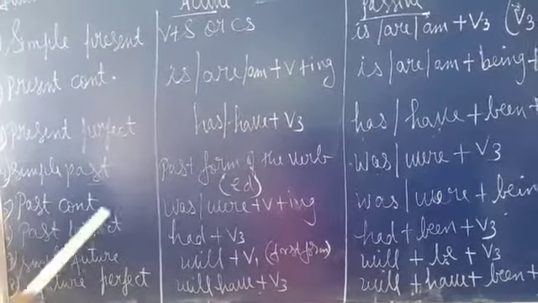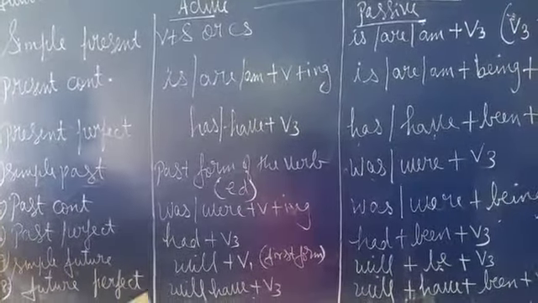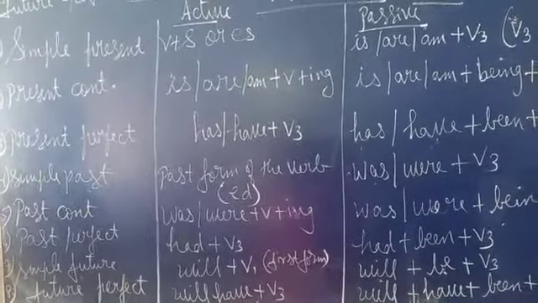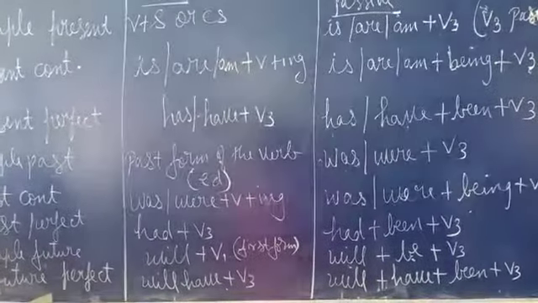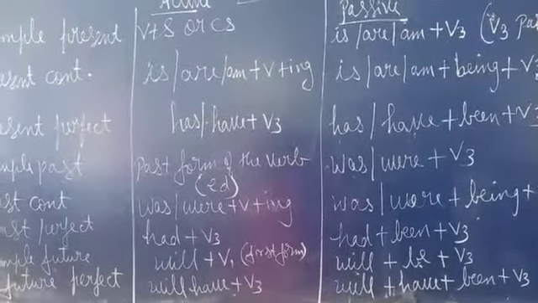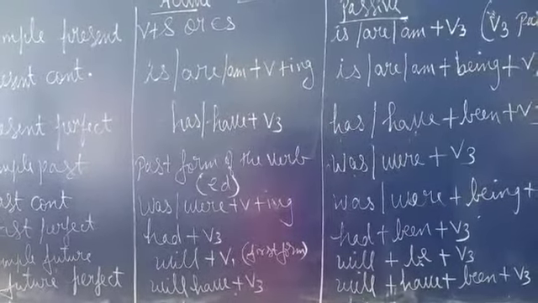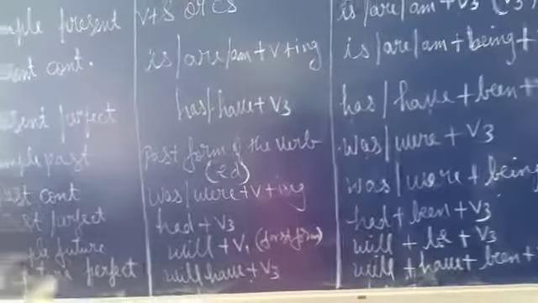Children, compulsorily write these rules in your English notebook two times and learn the rules. If you are not learning the rules, then it is impossible to write on your own. So compulsorily write and learn.